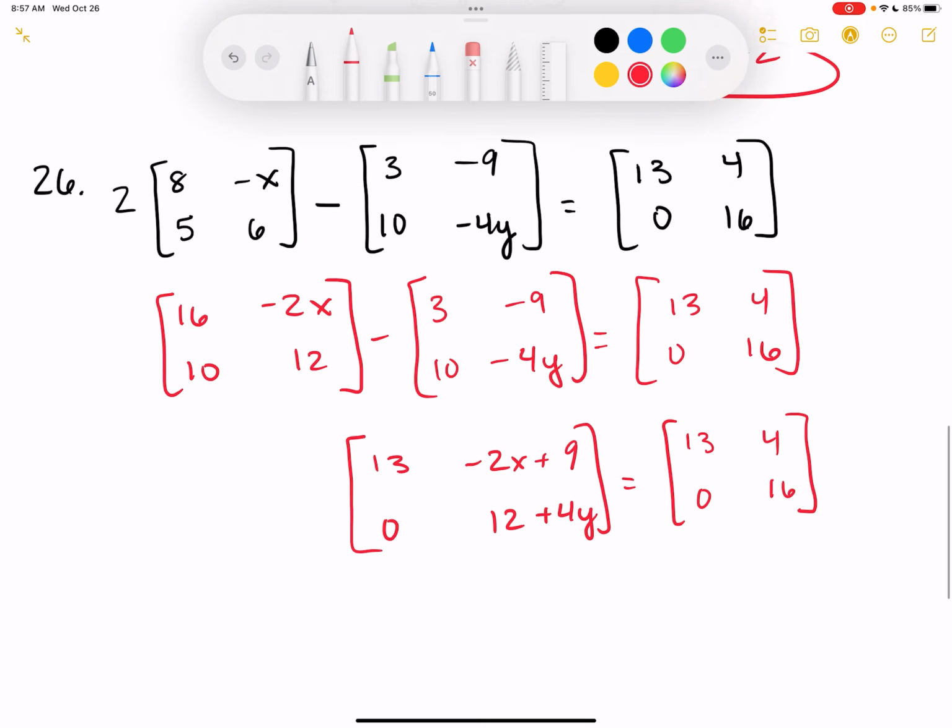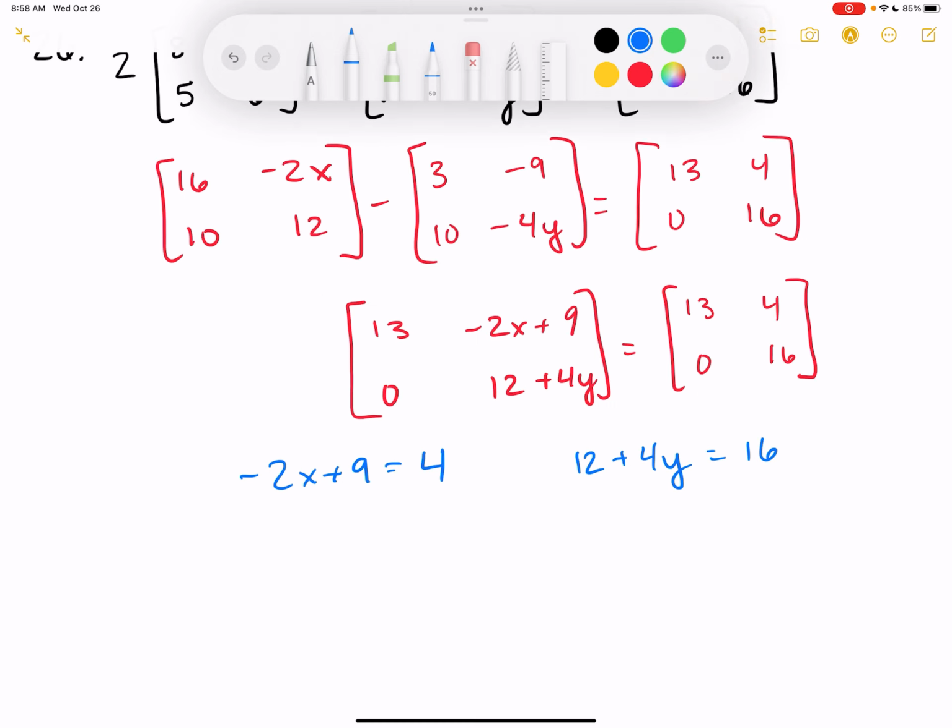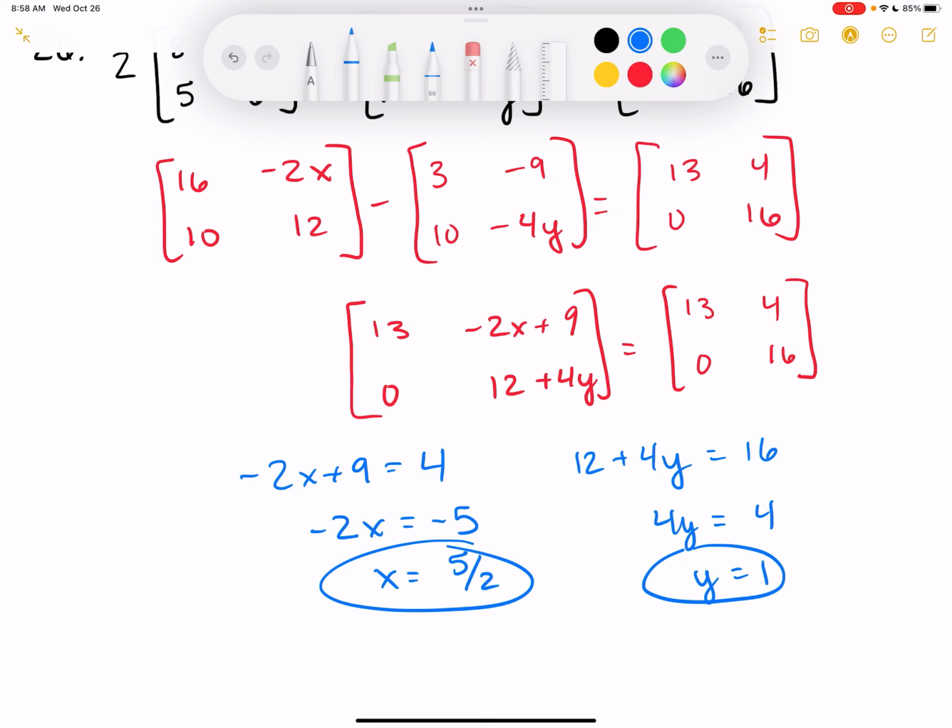And so it's good. The first two things in the matrix that don't have variables are the same. So that means that we've done something right. So then we just have to set the negative 2x plus 9 equal to 4 and solve. And then the 12 plus 4y equal to 16 and solve. So negative 2x is equal to negative 5. Then divide, so x is equal to 5 halves. And then on the other side, 4y is equal to 4. y is equal to 1. And you can always plug them back in and check and make sure that it makes sense.